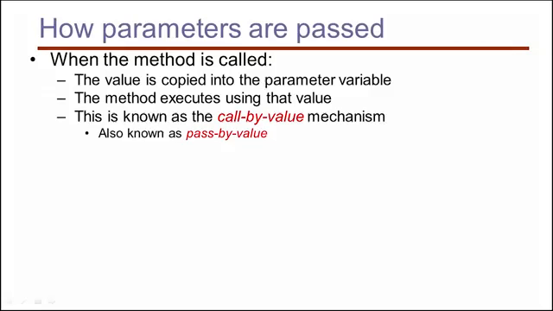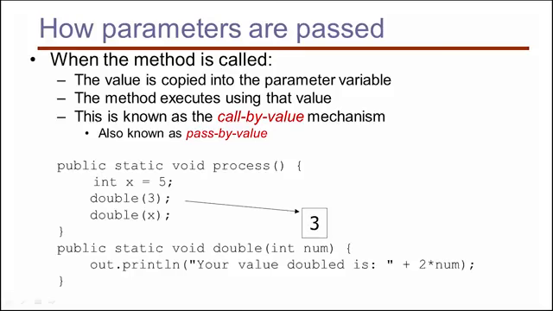When a Java method is called, its parameters receive copies of the values passed in. This is known as call by value. In this example, we have a method named double that receives an integer parameter. When we call it with 3, the method receives a copy of the 3 and prints the value 6. When we call it with x, the value of x is copied and the method prints the value 10.